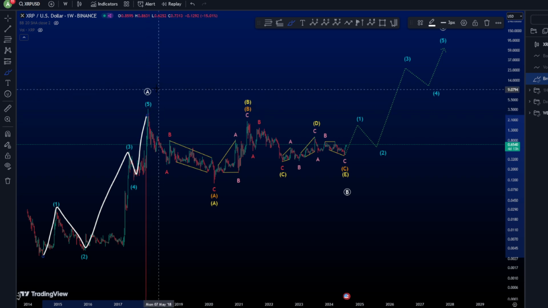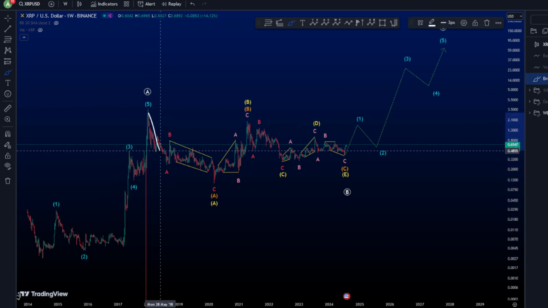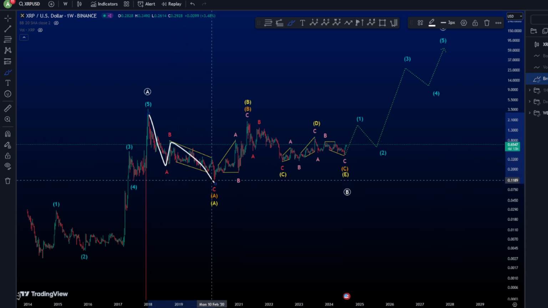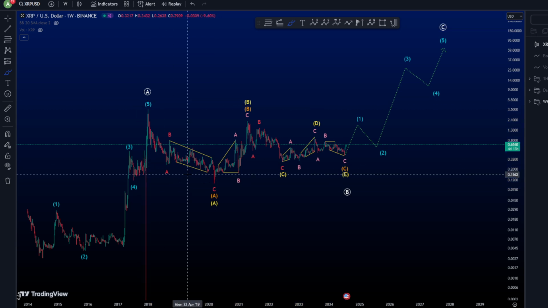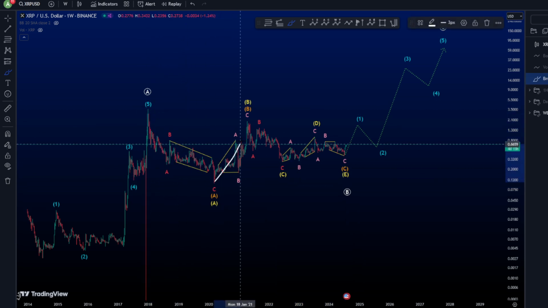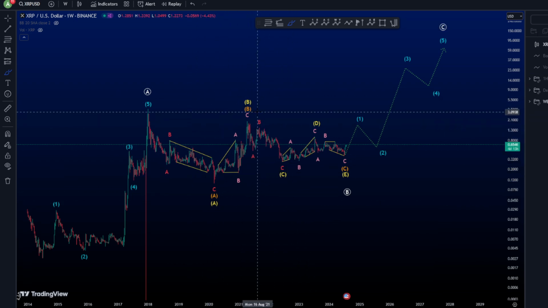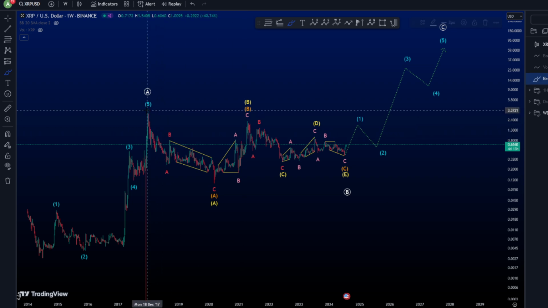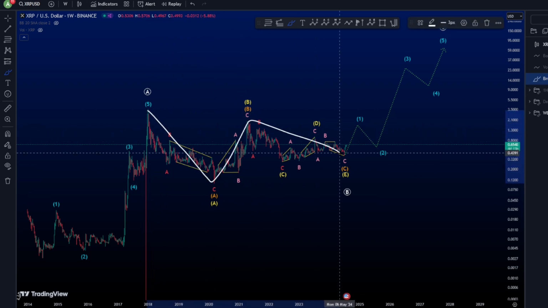1, 2, 3, 4, 5 in a blue scenario, and after that we have seen a correction of 3 waves, A, B, and C. And the whole range here has smaller ABCs that we can see all over. However, this can already be gathered in one big correction, which is an A, B, and a C.